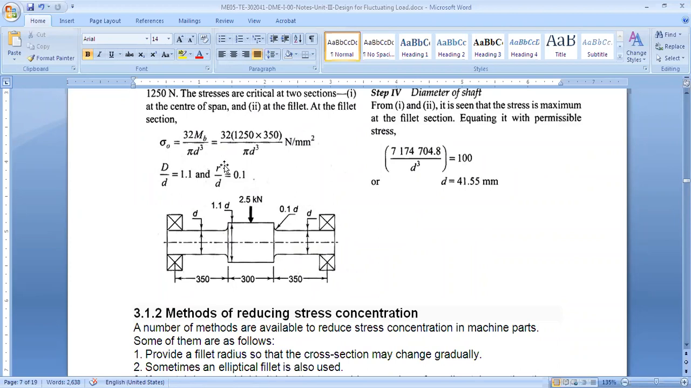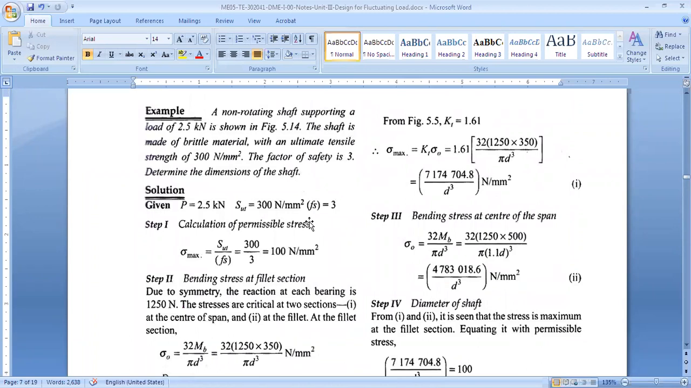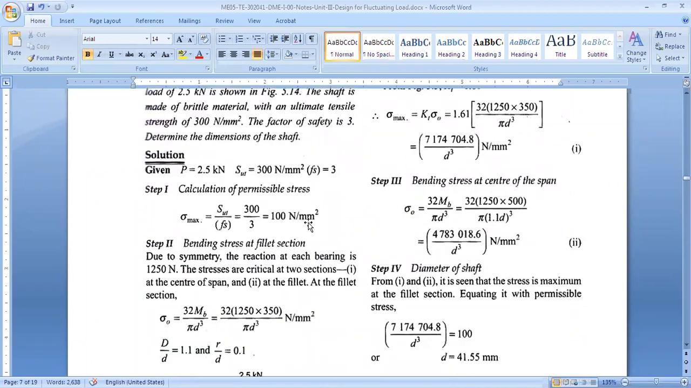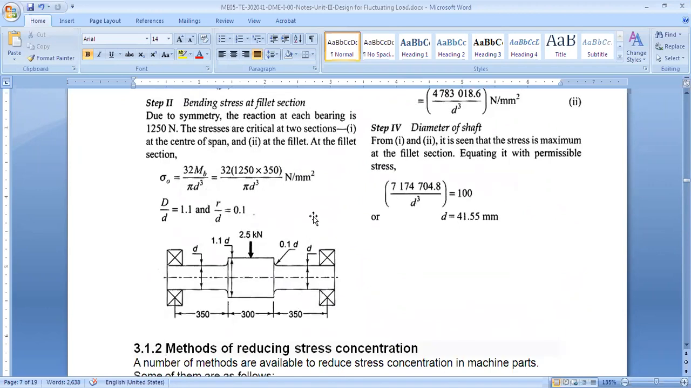This is a simple bending equation: M upon I is equal to sigma upon Y. So sigma b is equal to 32 Mb upon pi d cube. Now we have to find the bending moment and sigma 0, then we can find the diameter, right? Sigma 0 is given, I think. It's 100, right? Okay, we'll do the calculation later on.